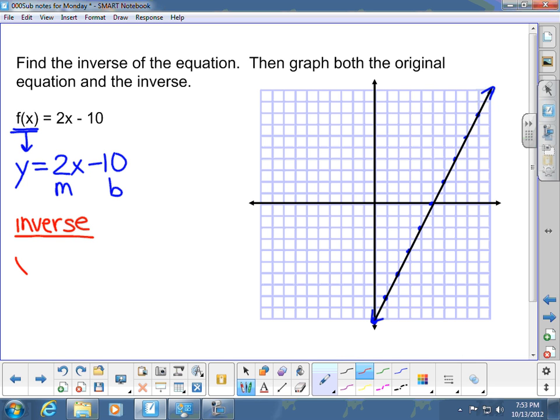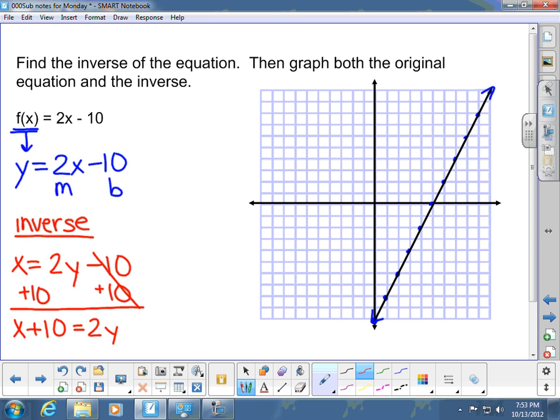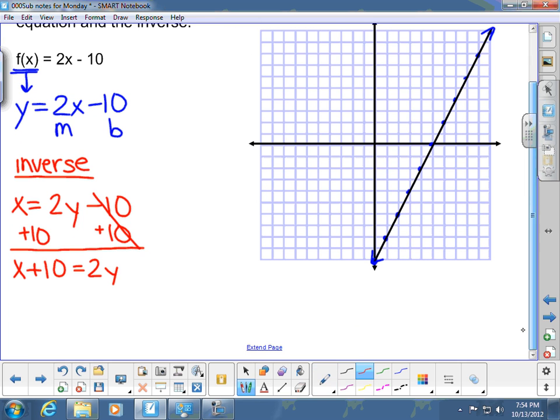To find the inverse, switch the x's and y's, and then solve the equation for the new y. In this case, that means we'll need to add 10 to both sides, and divide by 2. When we divide by 2, we're dividing everything by 2. So when we do x divided by 2, that's 1/2 x, and 10 divided by 2 is 5.